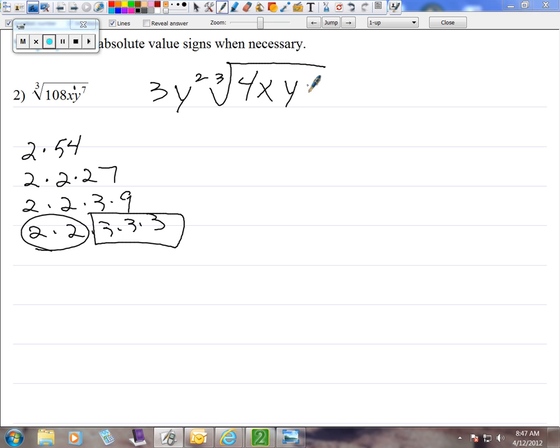I just divided the 7 by 3. It's a cube root. Since it's a cube root, 3 goes into 7 twice, so I take out a y squared. How many are left if you take 3 into 7? It goes twice, it leaves me 1. So I leave a y to the first on the inside. It's like a remainder.